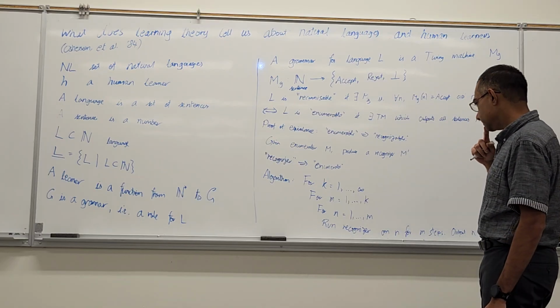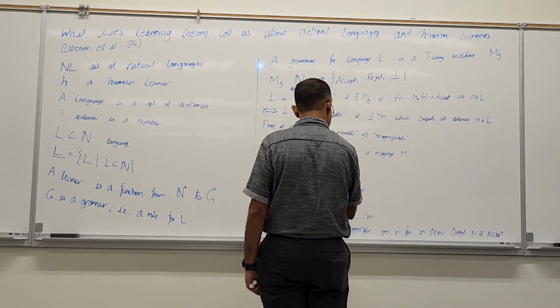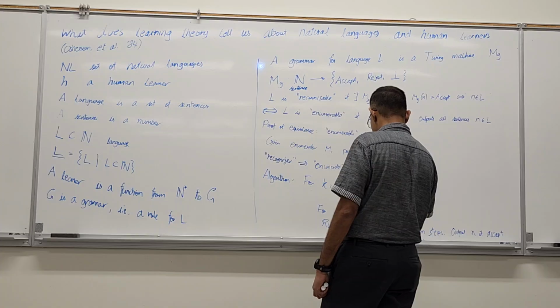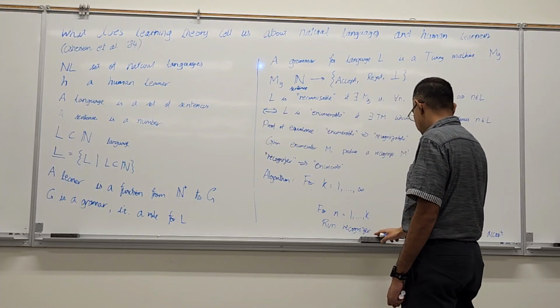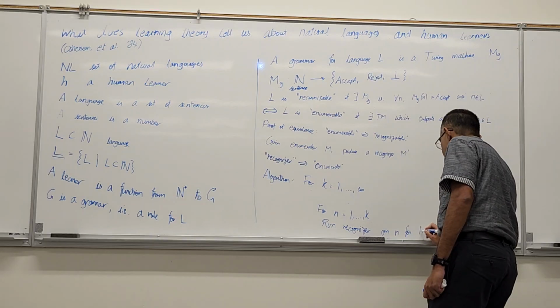Wait. Can you just remove the M? Oh, yeah, we don't need this in here. Let's try this. So N equals 1, 2, K. Yeah. And then we run this for K steps. Yeah. Sorry about that.